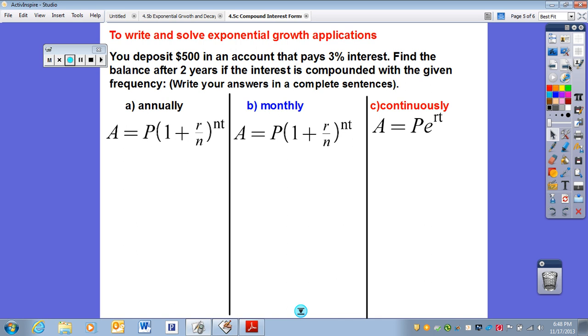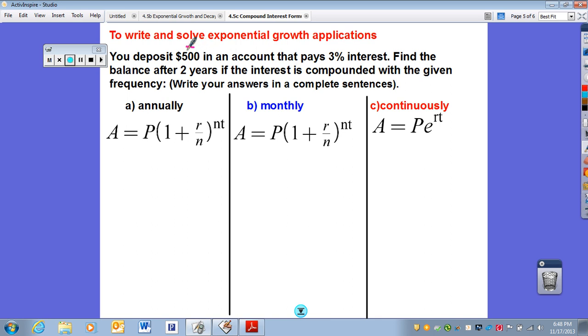So remember, A stands for the amount. That's your answer. That's what your final amount is that you would have either in the bank or what you would owe. Deposit $500. That means you're putting that into the bank, and that's going to be P, or your starting amount that you're putting into the bank. The account pays you 3% interest. 3% is your rate, but remember, we want to write that as a decimal. So we will move the decimal over 2 places to the left, and that's going to equal 0.03.